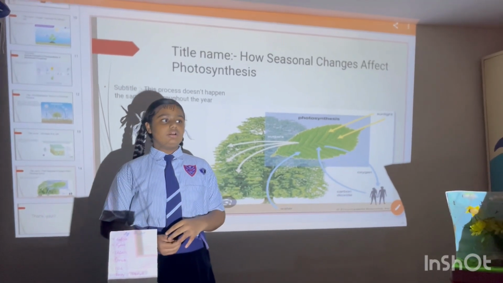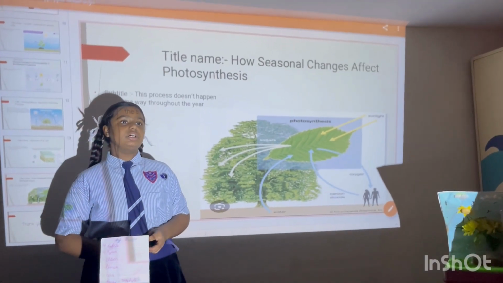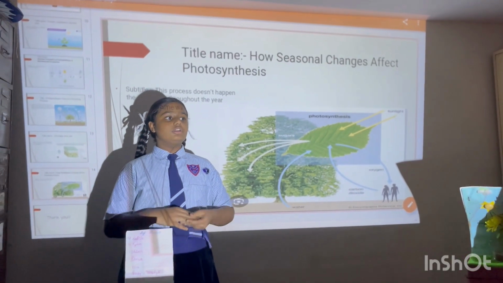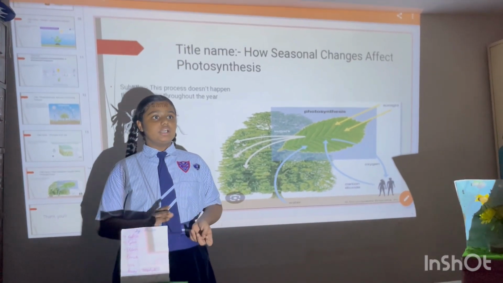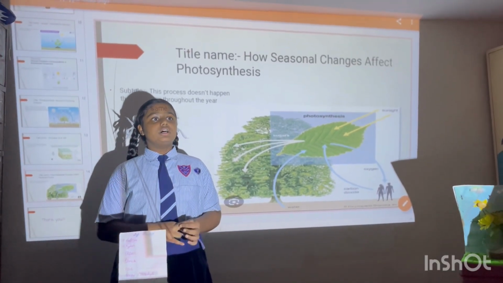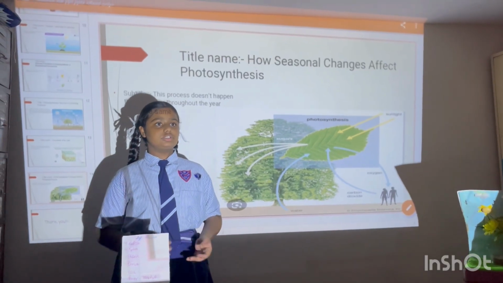In autumn, days become shorter and temperature drops. Chlorophyll in the leaves begins to break down, causing leaves to change color and eventually fall. As a result, photosynthesis slows down.